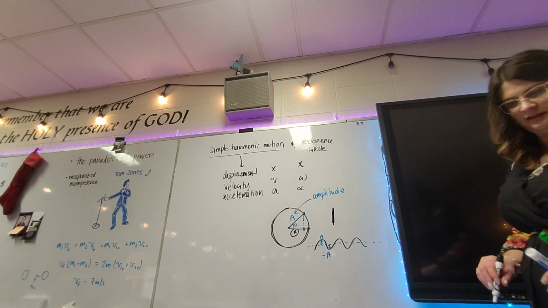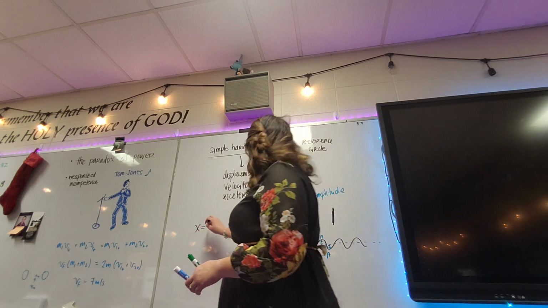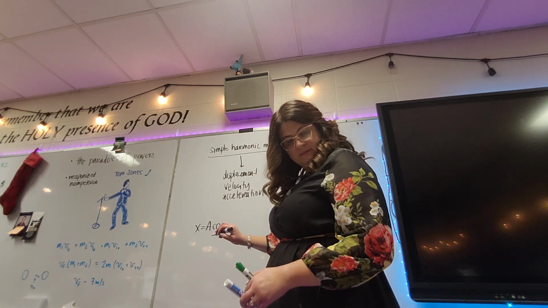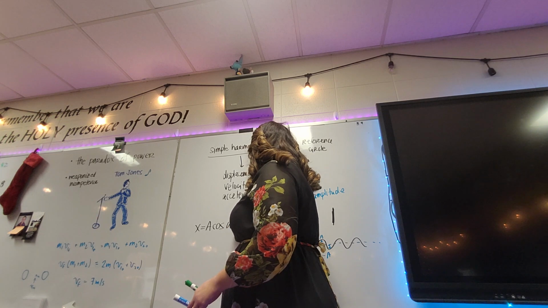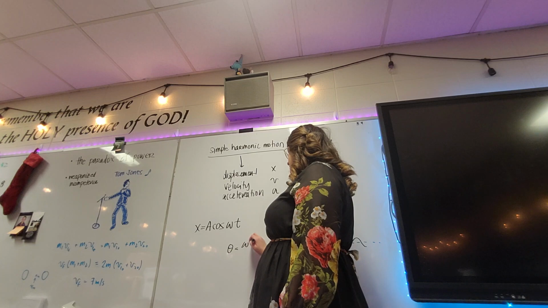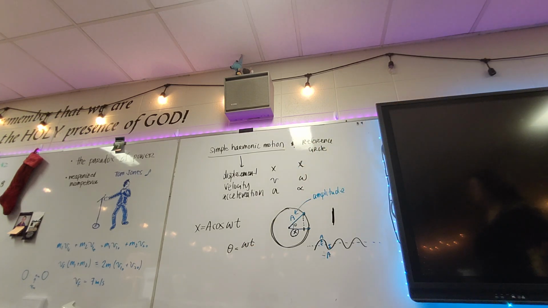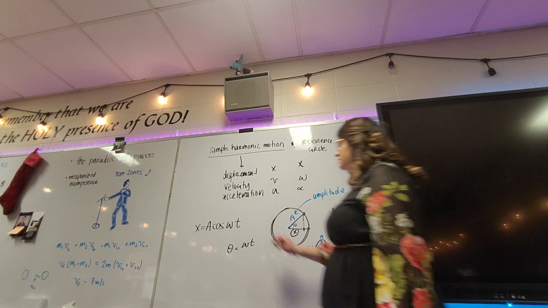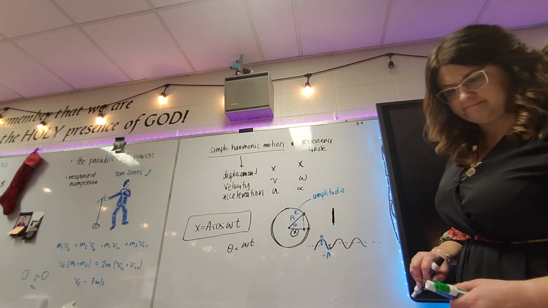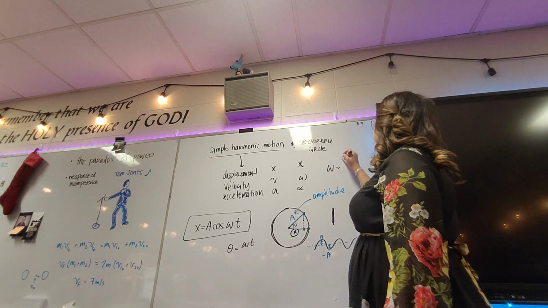Good thing I have my notes today. And so then we do need this formula. x is equal to A cosine of theta, right? Well, yes, but theta is equal to omega times time. So you should be able to find this formula on a blue sheet. Simple harmonic motion: x equals A cosine omega t.